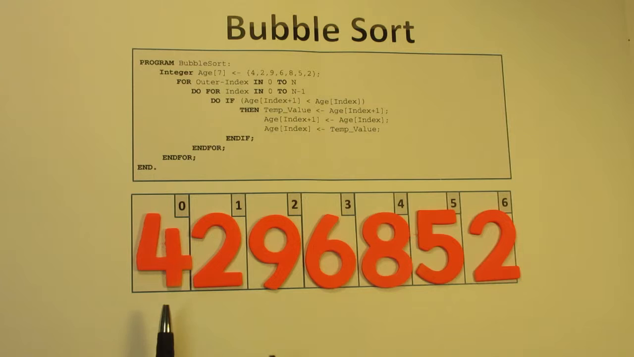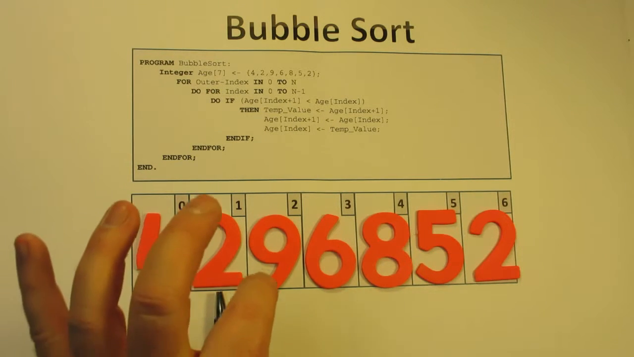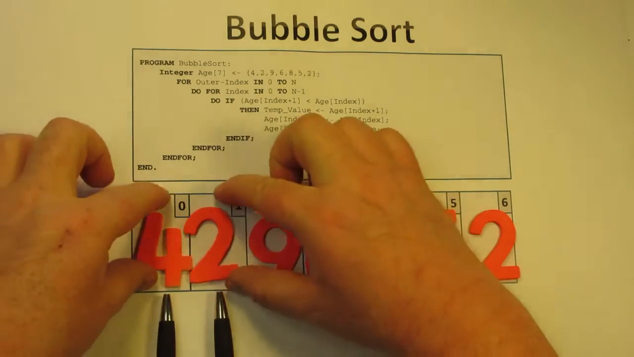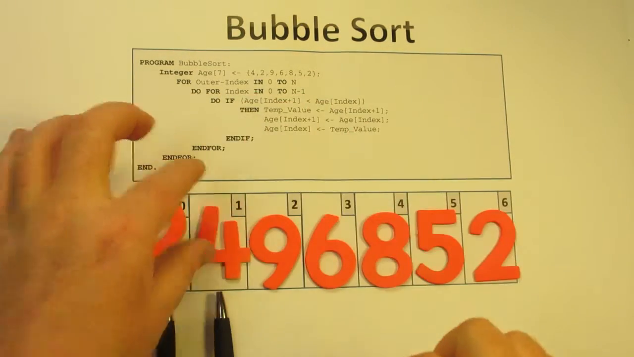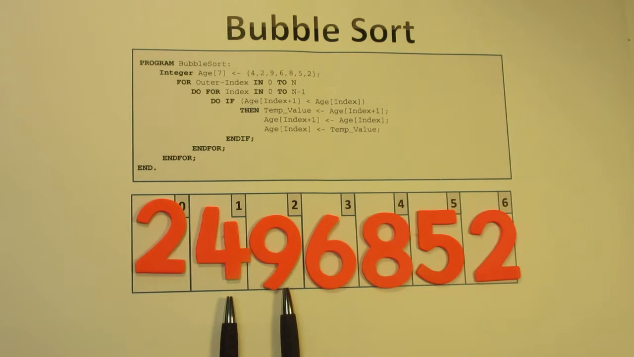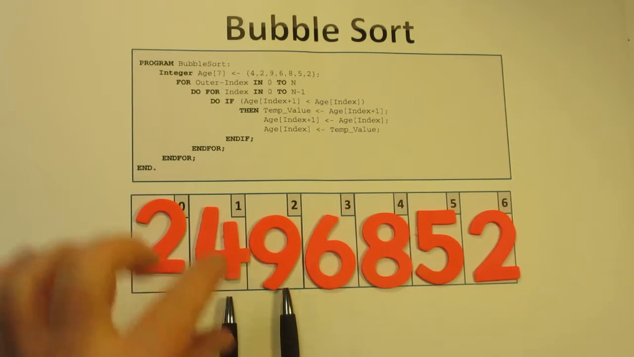You have two values. You start off with the zeroth and the first element, and you look at if the right element is bigger than the left element. If it's bigger, we don't do anything. But if the right element is smaller, then we swap these two around. So that's the zero and the first. Now we go on to the first and the second. Are those two in the right order as they are?